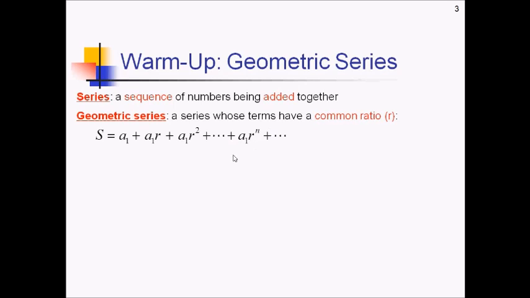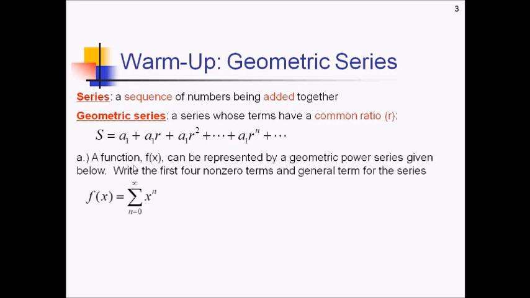So now that we've got that background, let's say that we have some function, f of x, that can be represented by a geometric power series given by this sigma expression below. See if you can remember sigma notation and write the first four non-zero terms from this thing, and then the general term for the series. All right, let's see how that went.